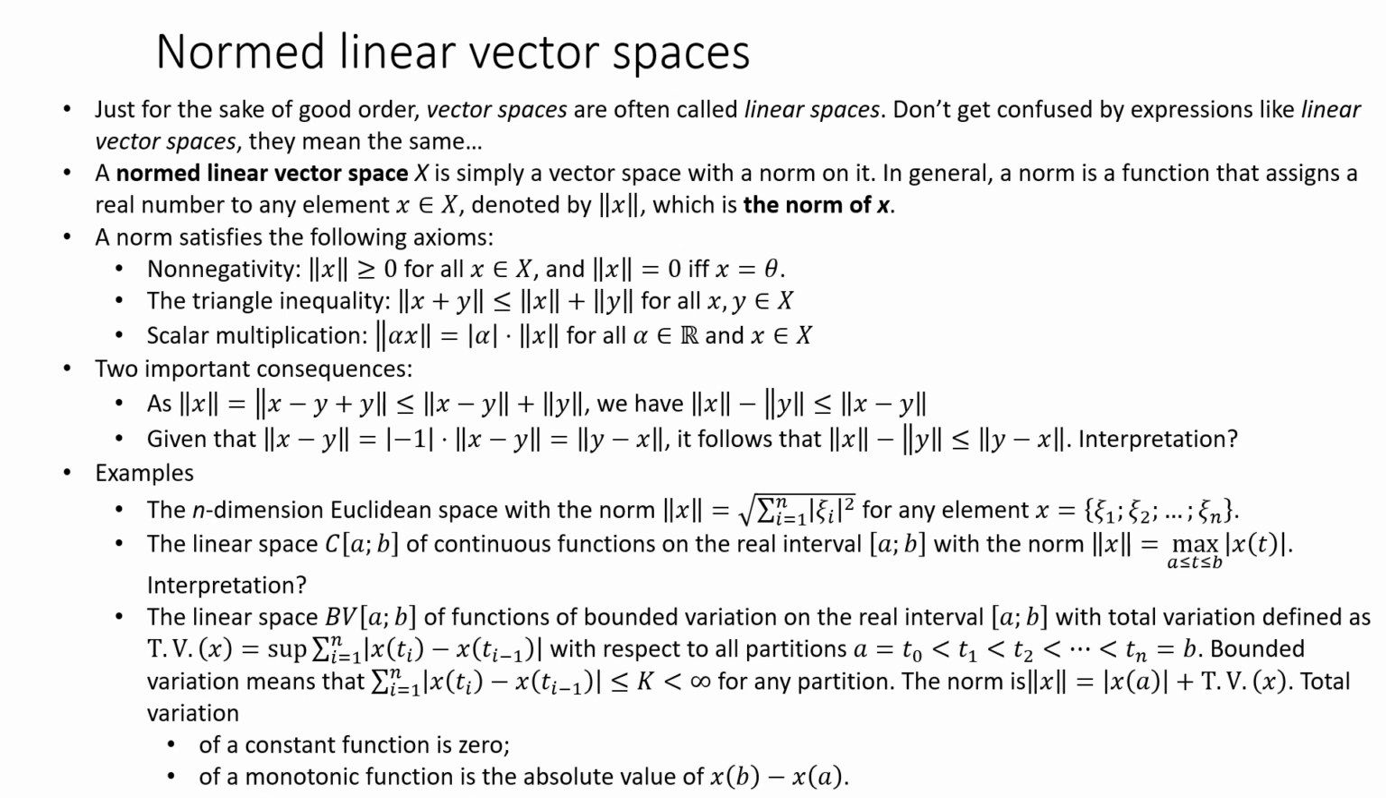This norm is the sum of the absolute value of the function at a and the total variation of the function, which is the highest value over all partitions. For a constant function, the total variation is 0. And if we have a monotone function, then the total variation is the absolute value of x(a) minus x(b), or x(b) minus x(a), all the same. So these are some basic examples of normed linear spaces.